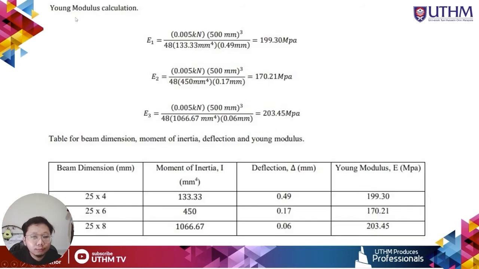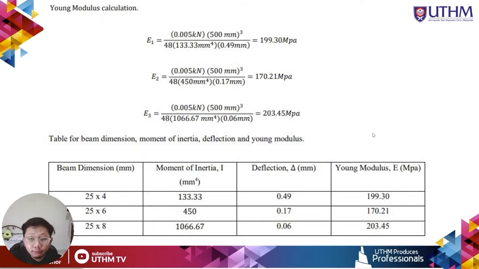This is our Young modulus calculation. We just need to substitute the data into the equation. We use 0.005 kilonewton, and we also use the unit in mm because the result that we're going to get is in megapascal. The first Young modulus, for the 25 times 4 mm beam dimension, we get 199.30 megapascal. The second one is 170.21, and the third one is 203.45. This is our table of dimension, moment of inertia, deflection, and Young modulus.